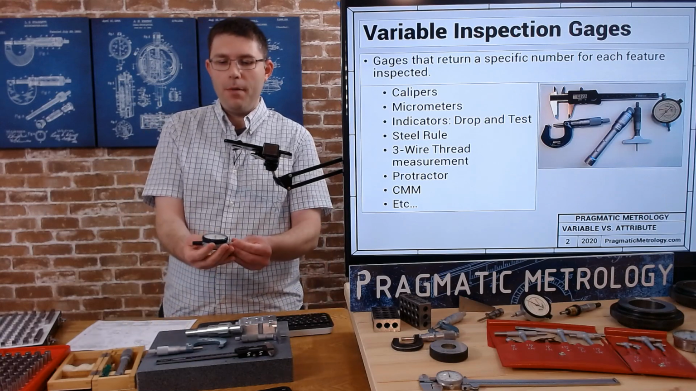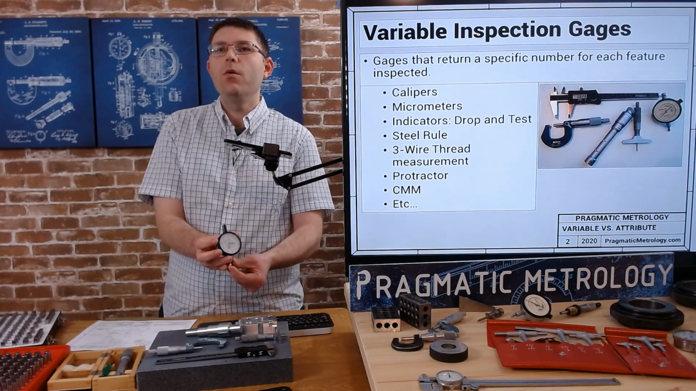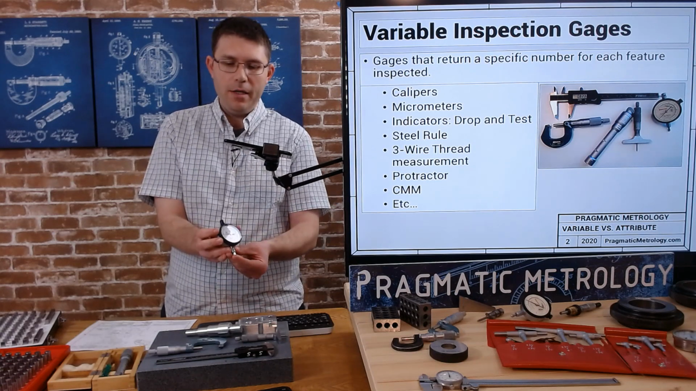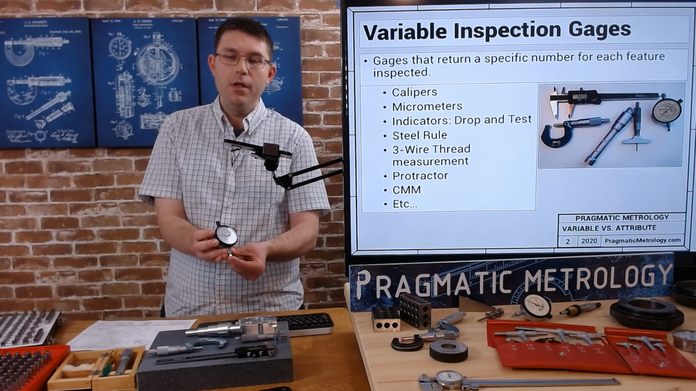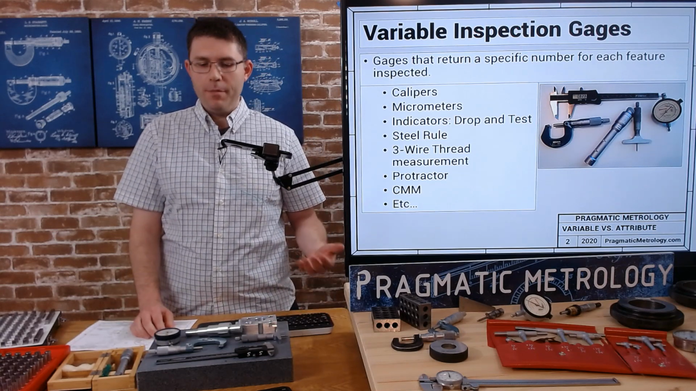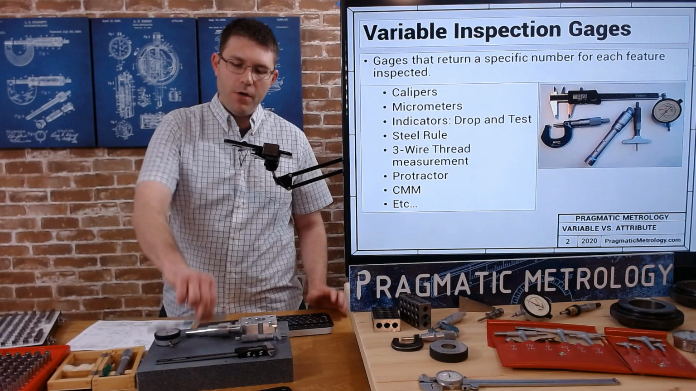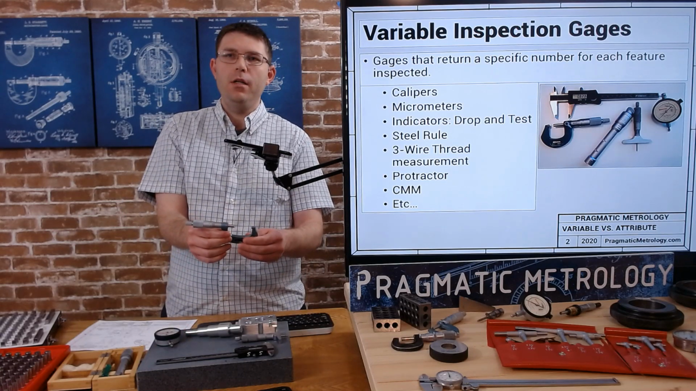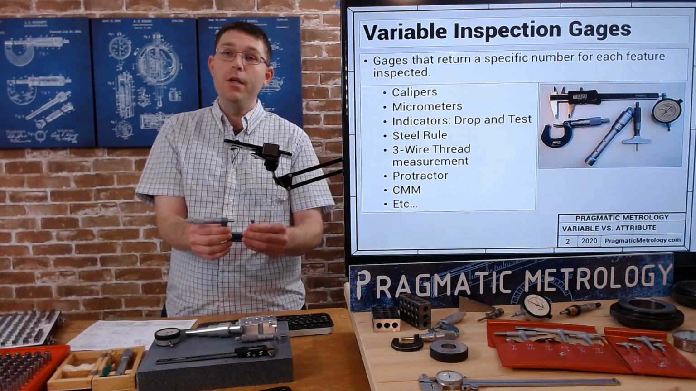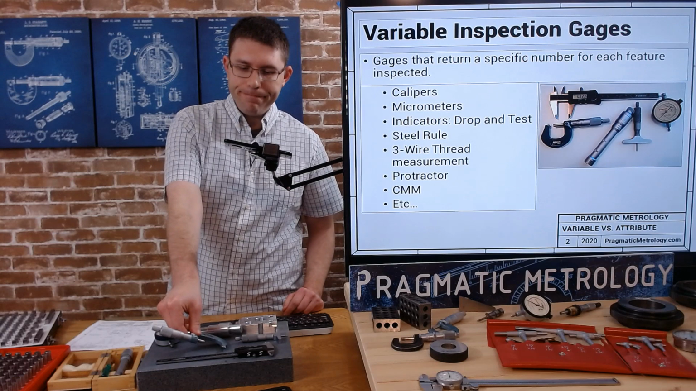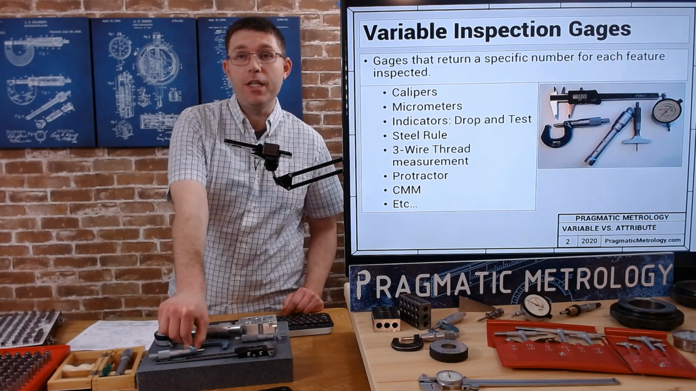Indicators, whether it's a drop indicator like I have here, or a test indicator, is going to tell you exactly how far that indicator moved, as well as a steel rule. If you're doing a measurement over wires with a micrometer, it'll tell you the measurement over wires in a direct number, and you can convert that to a pitch diameter and get a direct reading of pitch diameter after the conversion.